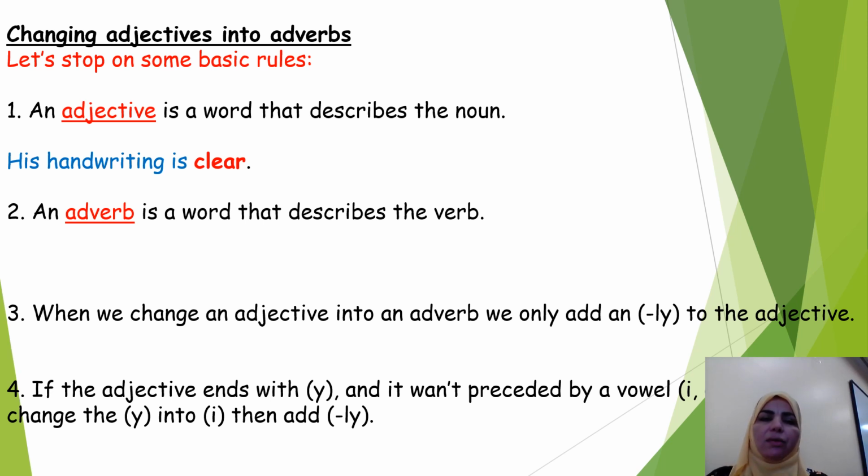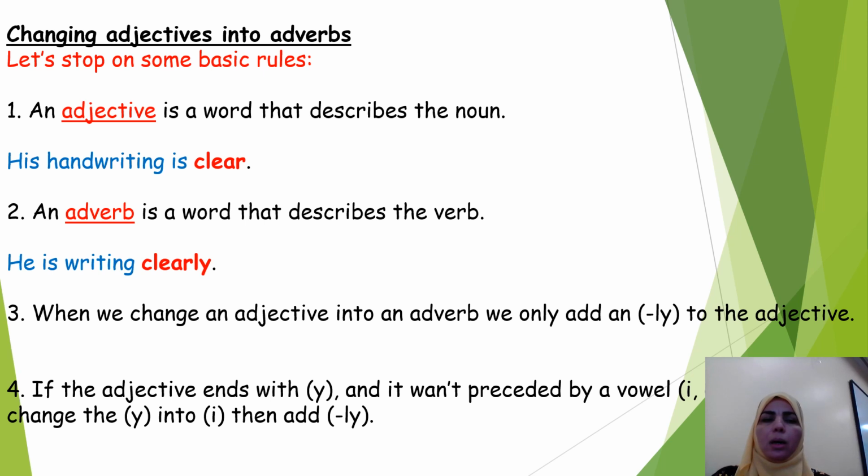Number 2, an adverb is a word that describes the verb. For example, he is writing clearly. Clearly is an adverb, and it describes writing, the verb.